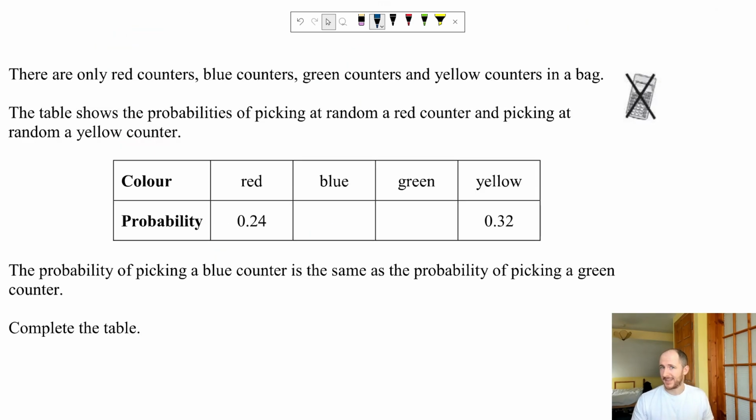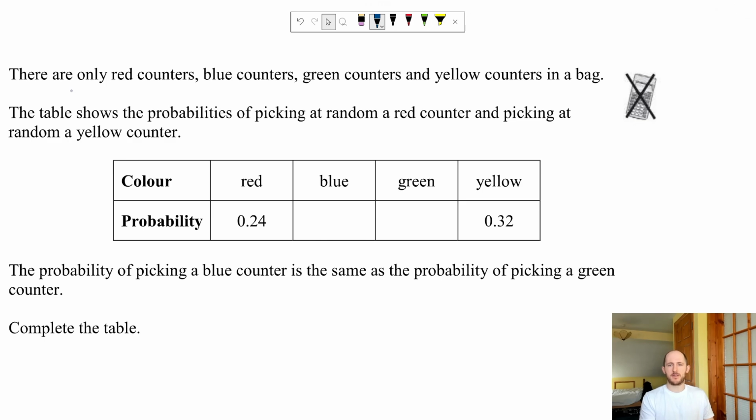Probability is probably the worst topic in maths, especially within the foundation paper. So here we have red, blue, green, and yellow counters, and those are the only counters in the bag. The table shows the probability of picking at random a red counter and picking at random a yellow counter. The probability of picking a blue one is the same as picking a green one. Complete the table. Well, here's a few things.